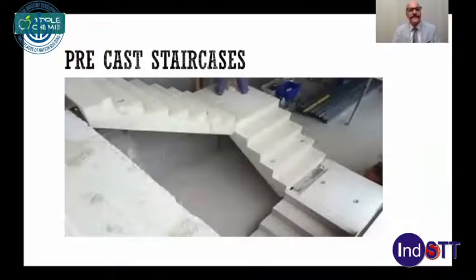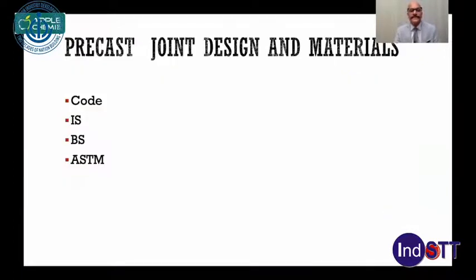The staircase is a quite critical element of precasting, and you can do it in one, two or three elements and directly install it at the site. If you are talking about the joints, yes, there are a lot of codal provisions, IS, BS and ASTM codes, which tell you how to design the joint and which materials are to be used. You can definitely peep into the codal provisions.